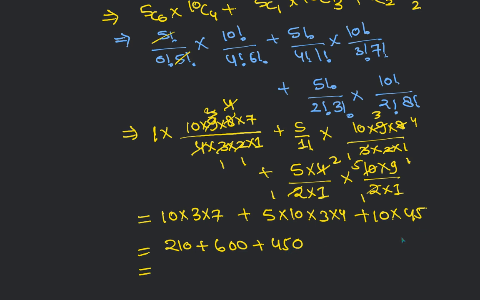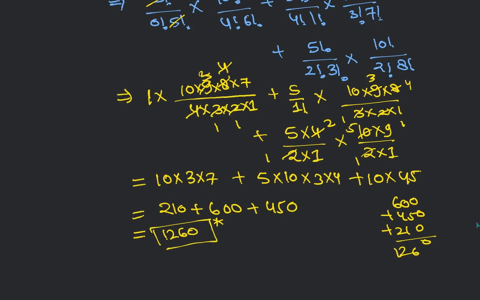So I am getting here 600 plus 450 plus 210. This will be 0, 5 plus 1 is 6, 2 plus 4 is 6, 6 plus 6 is 12. Are you getting the same result? Yes, 1260. So that will be our answer number one. Is it correct? Can you please confirm? Yes, it's correct. Thanks for the confirmation.